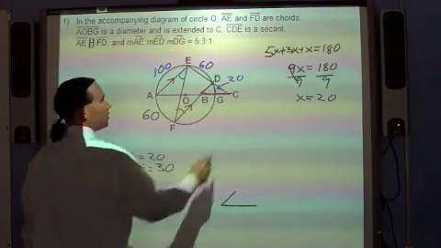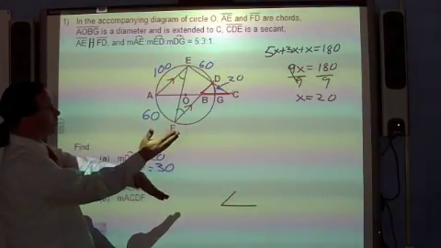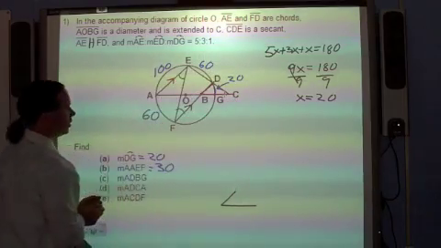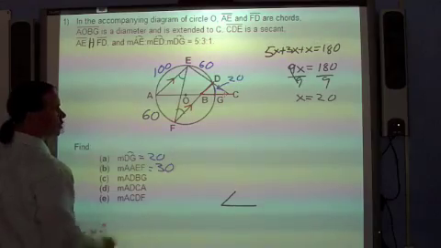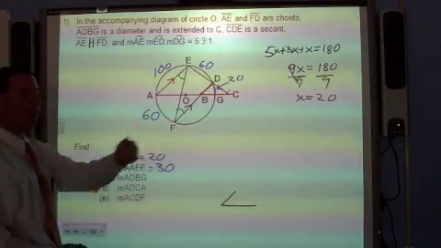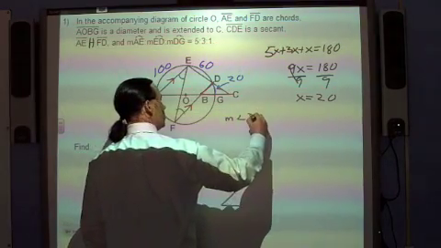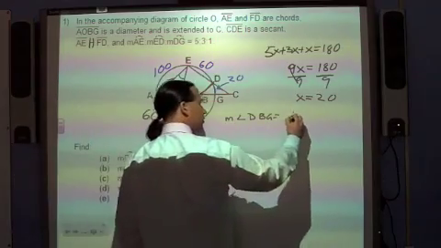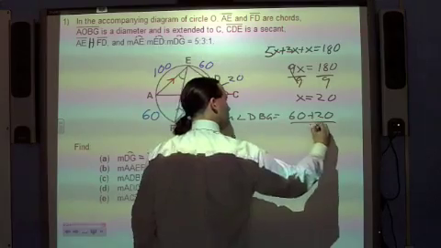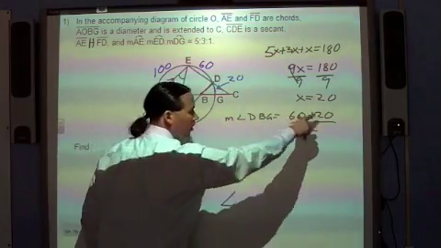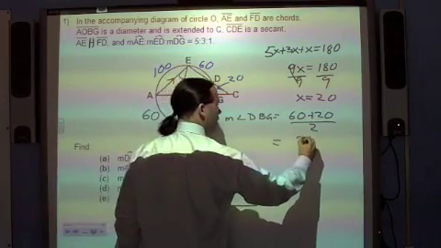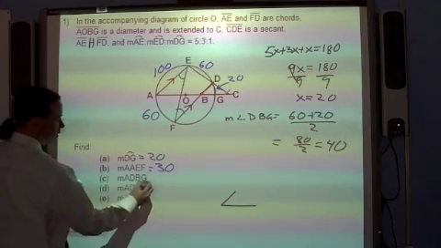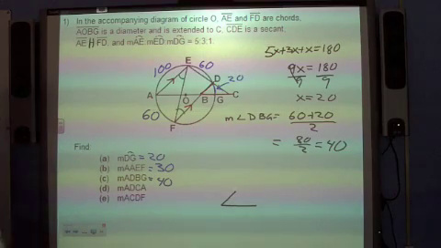Okay? So how are we going to get that? What kind of angle is it? That's an angle formed by two chords, isn't it? So this angle formed by two chords, what are the intercepted arcs? 20 and 60. So to find DBG, we have to look at half the sum of those arcs. So measure of angle DBG is equal to 60 plus 20 over 2. Half the sum of the intercepted arcs. That means it's equal to 80 over 2, which is 40. So this angle is 40 degrees.